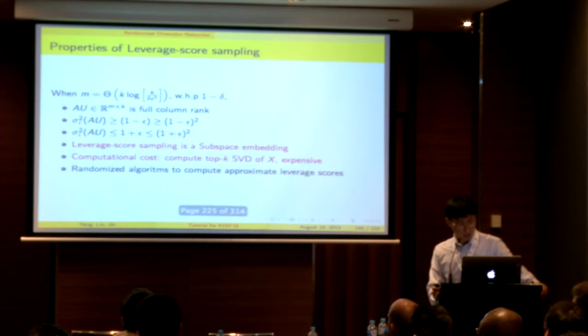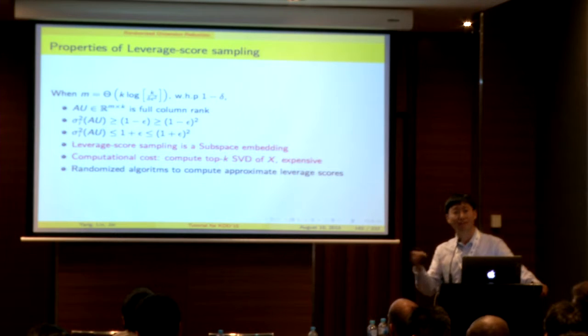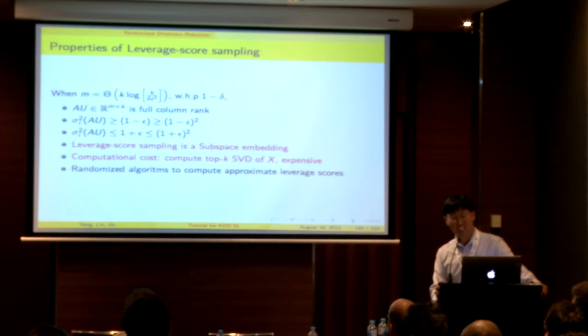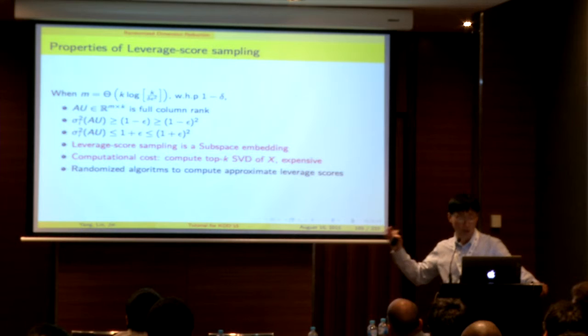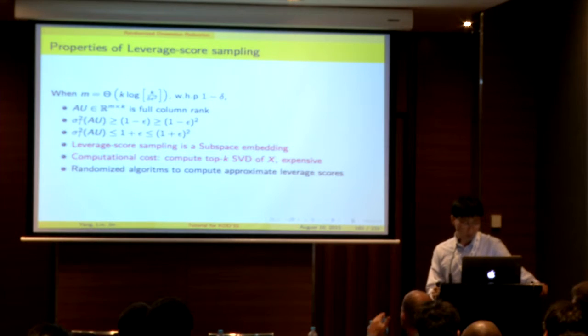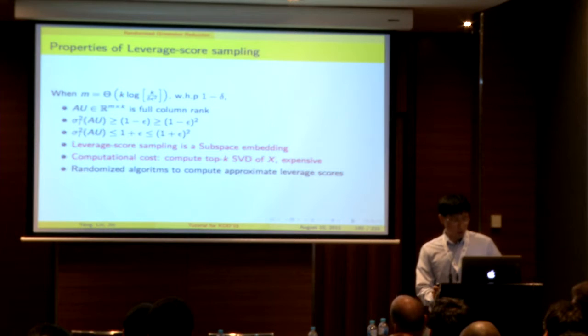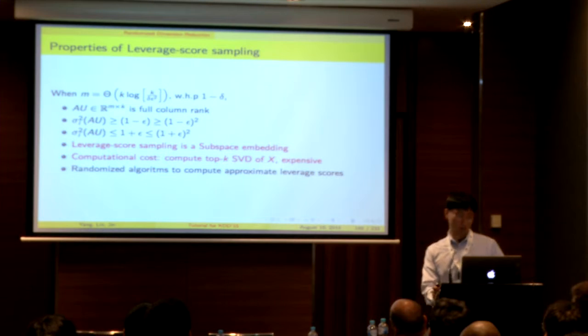But the bad news is that although the leverage score sampling is more interpretable because we select the rows, the columns, the computational cost is very high. You need to compute the top k singular value decomposition of the data matrix. Later on, we'll talk about randomized algorithms to compute the top k singular value decomposition of the data matrix, which can reduce this computational cost. So that's the leverage score sampling: sample the columns, sample the rows based on leverage scores.